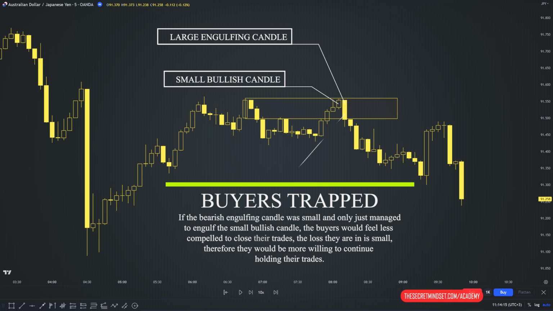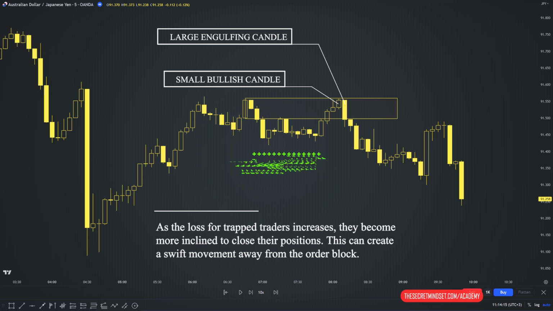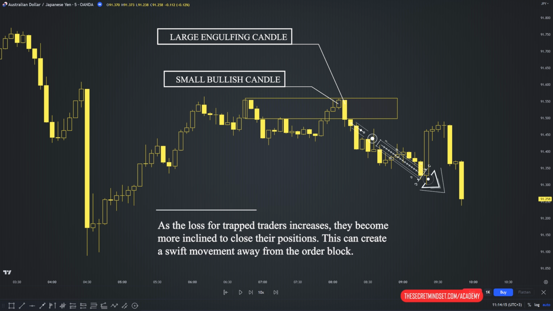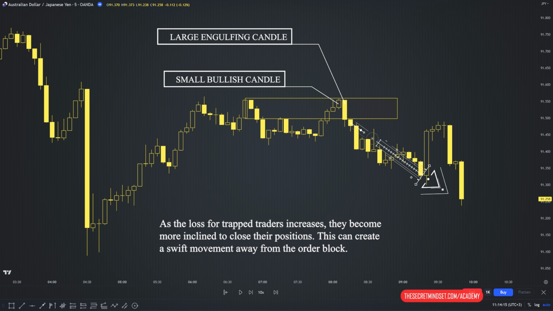If the bearish engulfing candle was small and only just managed to engulf the small bullish candle, the buyers would feel less compelled to close their trades. The loss they are in is small, therefore, they would be more willing to continue holding their trades. When the engulfing candle is large, the traders are faced with a much greater loss. And this is the reason these types of engulfing structures tend to work so well. As the loss for traders who have bought increases, they become more inclined to close their positions. This action of closing their losing trades can create a swift movement away from an order block.